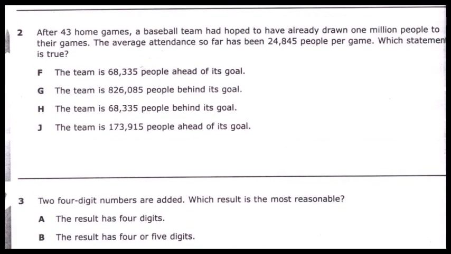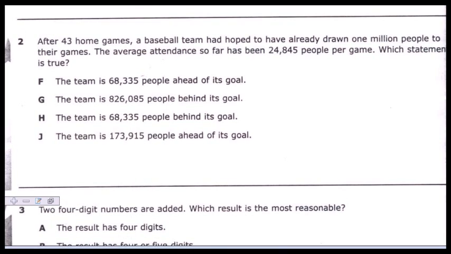Number 2. After 43 home games, a baseball team had hoped to have already drawn 1 million people to their games. The average attendance so far has been 24,845 people per game. Which statement is true? The team is 68,335 people ahead of its goal. The team is 826,085 people behind its goal, or the team is 68,335 people behind its goal, or the team is 173,915 people ahead of its goal. Okay, so let's talk through this problem right quick.